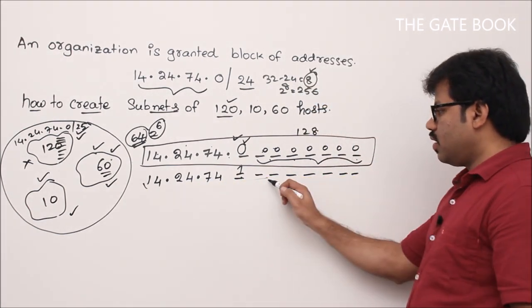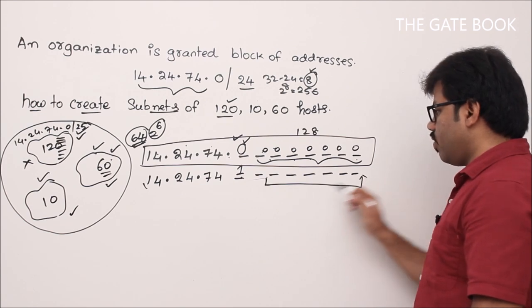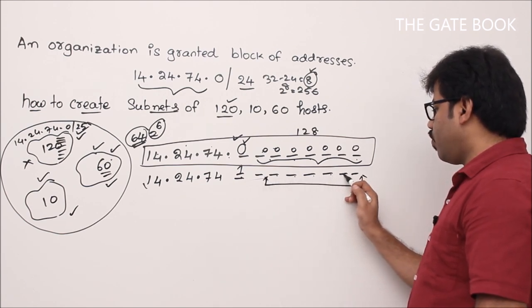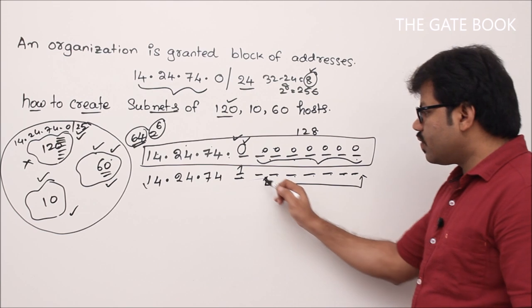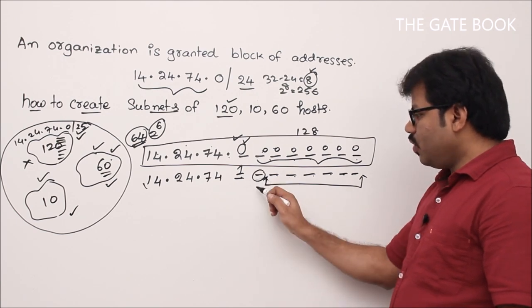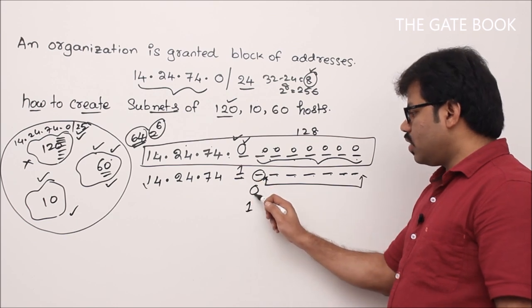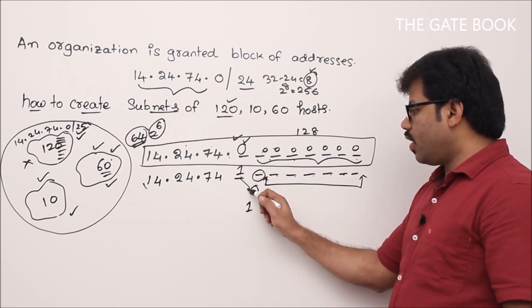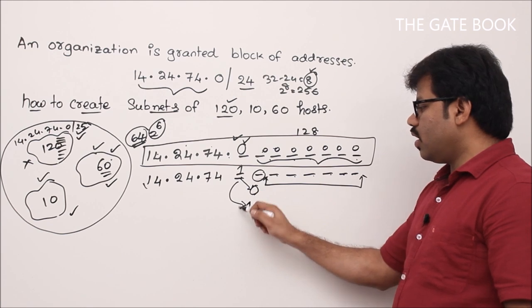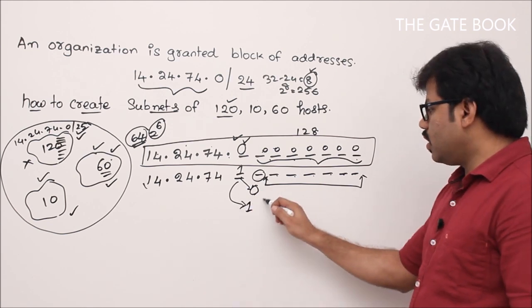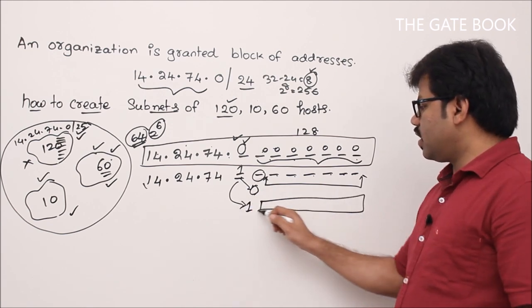Especially which 6 bits? These 6 bits. Last 6 bits always. 1, 2, 3, 4, 5, 6. That's it. Now what about this one? You have an option now. Then you keep here 0 one time, 1 one time. If you keep 0 here, that is going to be one network. If you keep 1, that is going to be another network. So this will be the host part, 6 bits.